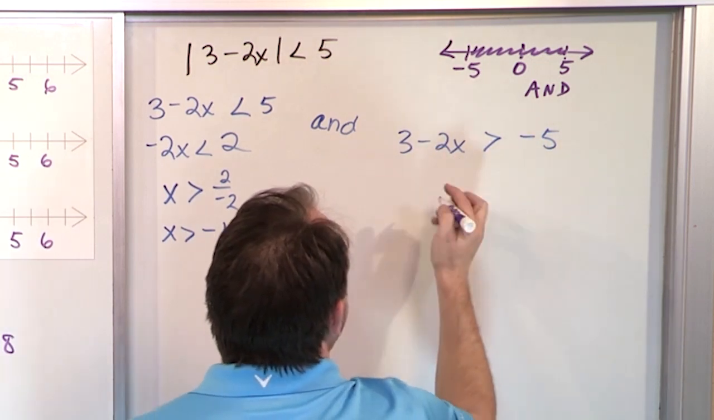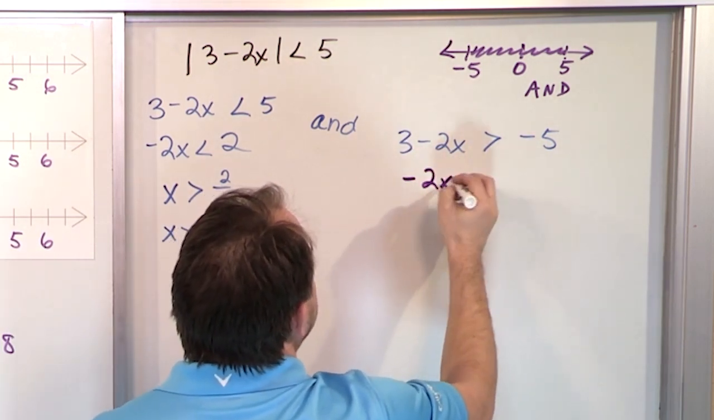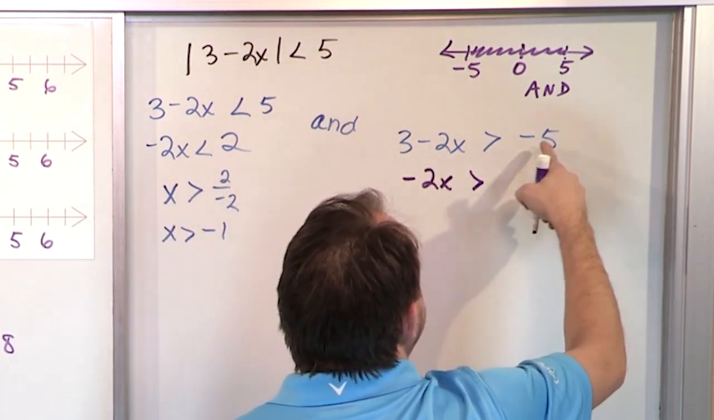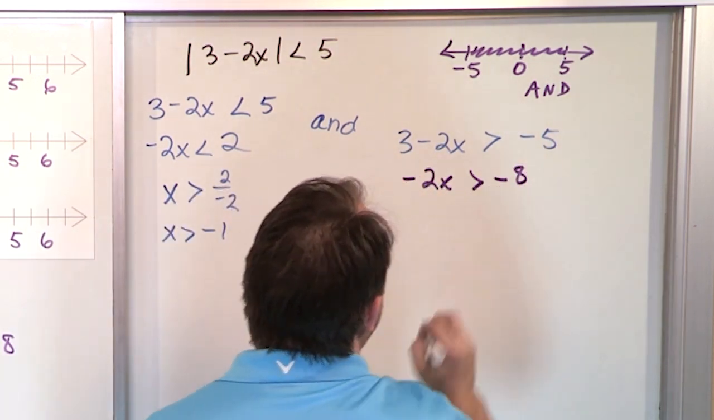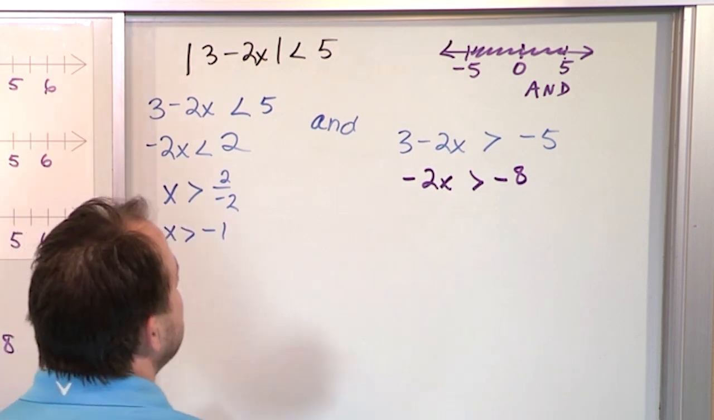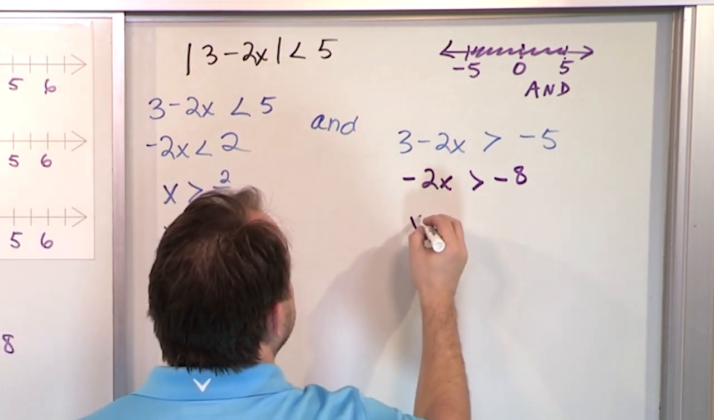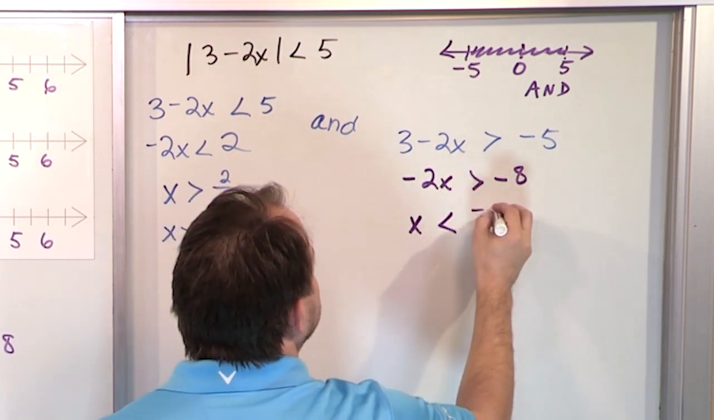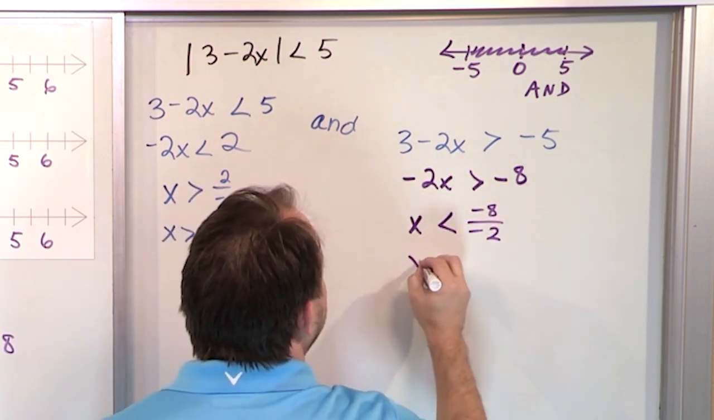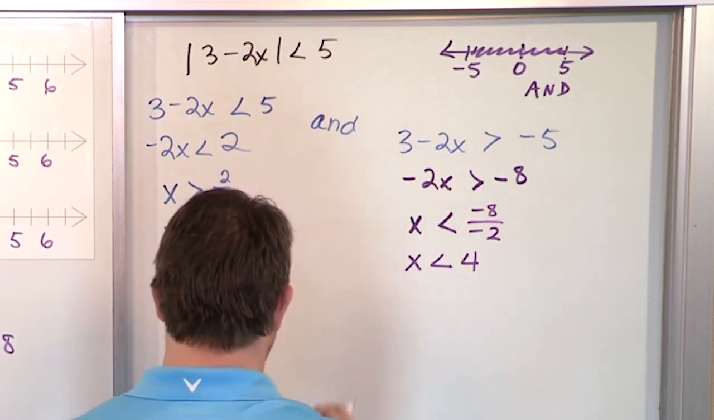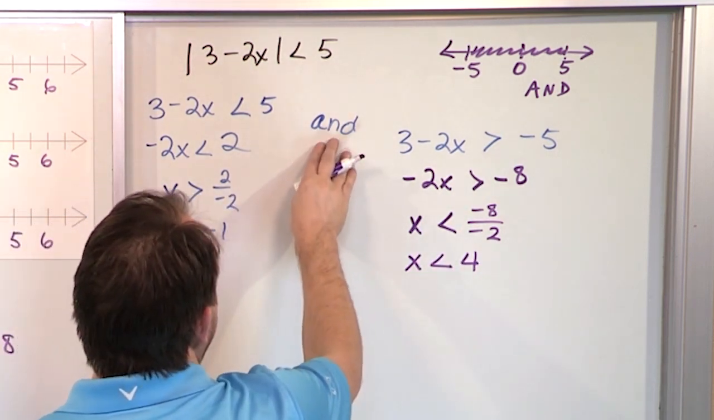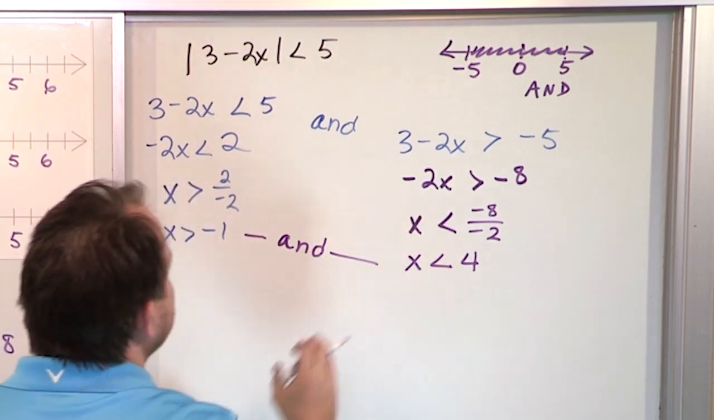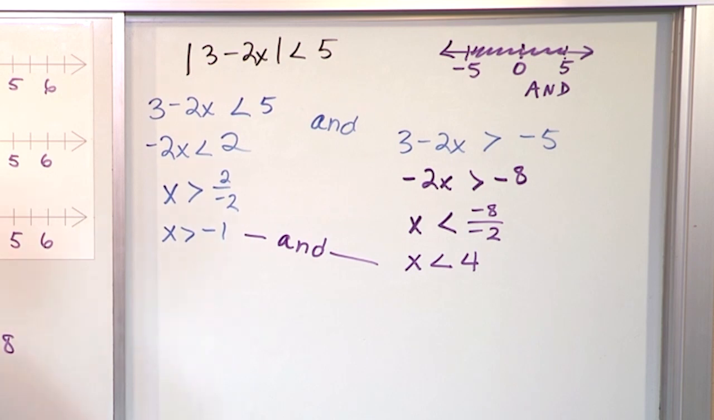Move the 3 over here by subtraction. -2x greater than, what is -5 minus 3? -5 minus 3 will be -8, right? Now we get x by itself, but we divide by -2, so we have to flip the direction of our arrow. -8 divided by -2, so x will be less than +4. And since there's an "and" here, this is joined by an "and" as well. Both of them have to be true in order to form a line segment like that.